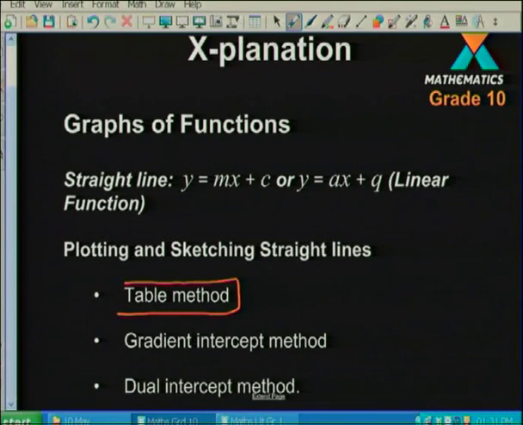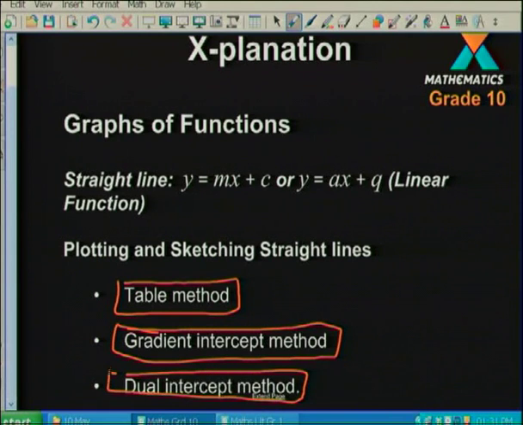There are several different methods that you can use to plot a straight line graph. Now, by the time you get into grade 10, it won't be too prescriptive which method you have to use. You were taught, however, in grade 9, the table method, the gradient intercept method, and the dual intercept method. In my opinion, the easiest one to use is the dual intercept method. With the dual intercept method, you will be getting the x-intercept and the y-intercept, and you will be connecting those points.